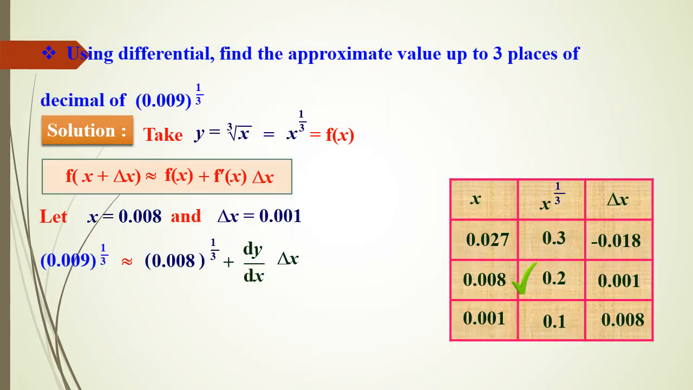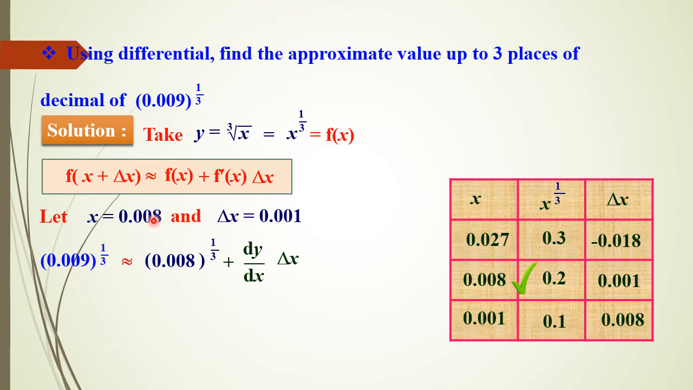Now we will be finding the approximate value of the cube root of 0.009. In these scenarios, whatever procedure has been adopted for all the previous sums, here it is the same. Okay, y equal to x whole raised to 1 by 3, or cube root of x, you can write it this way also. Now choosing the value of x as well as delta x is very important.